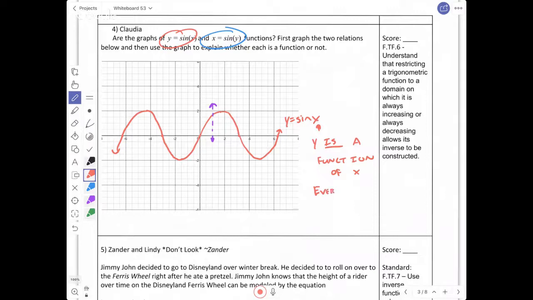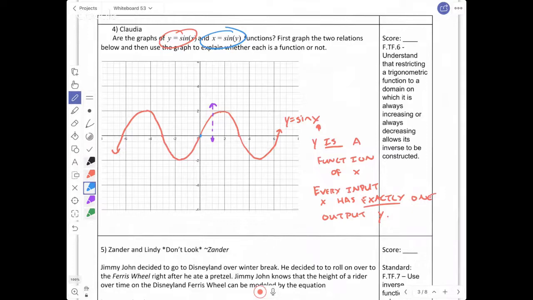Every input x has exactly one output y. Then let's try the graph of x equals sine of y. Well, that one looks a little different. So x equals sine of y.